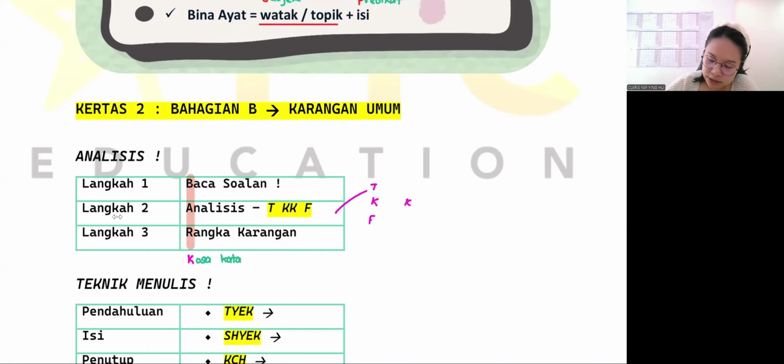For those who don't understand T, K, K, and F, I think you didn't listen in school also, because your school teachers are also teaching the same thing. It's just a different keyword. So we have topic, kata kunci, dan format. Okay, simple.